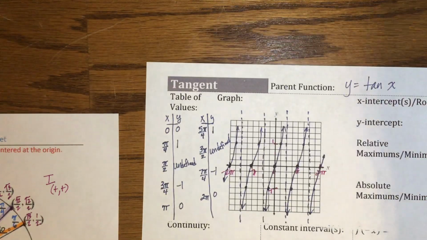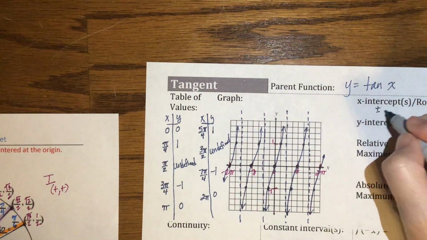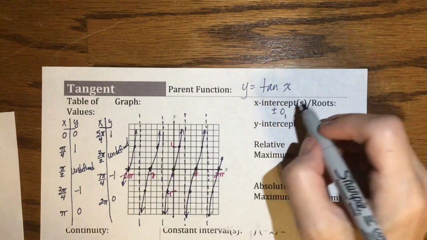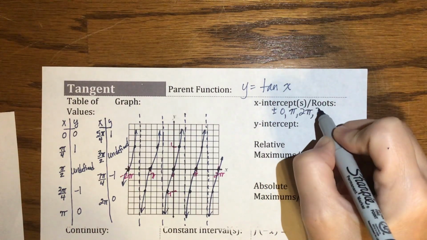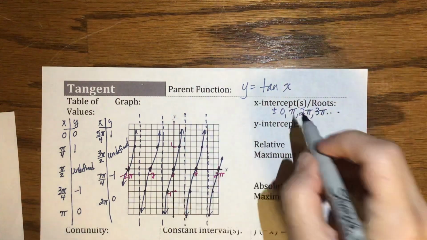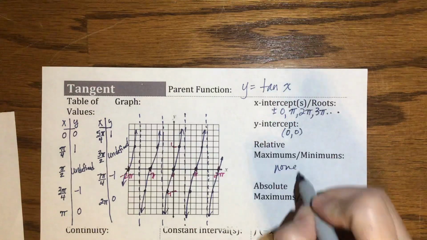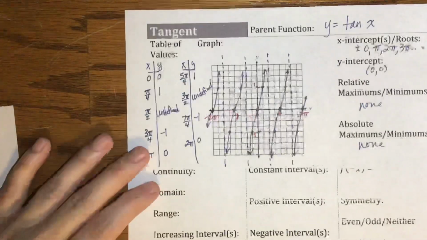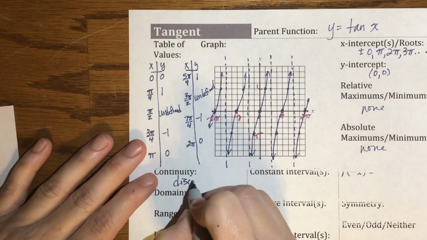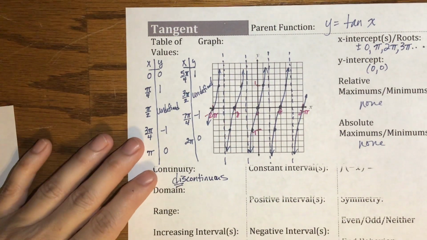All right, so your x-intercepts are occurring at 0, pi, 2 pi. So your x-intercepts are going to occur at your multiples of pi, positive and negative. Your y-intercept occurs at 0, 0. You have no relative or absolute maxes or mins because you've got arrows on the top and bottom of each one. This one is discontinuous. It is not continuous.